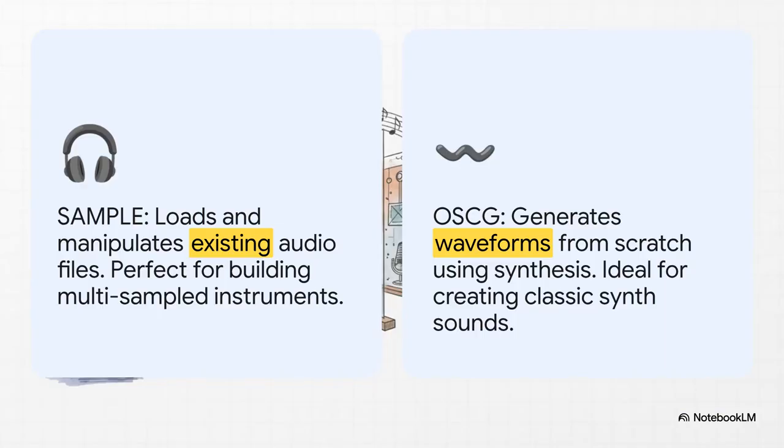So you've got a choice to make. Do you want to be a sound librarian, using the sample instruction to load up existing recordings for, say, a super realistic piano or a drum kit? Or do you want to be a sound physicist, using the OSCG function to generate pure waveforms from scratch, crafting classic synth sounds from the ground up? The cool part is, Crescendo lets you be both.